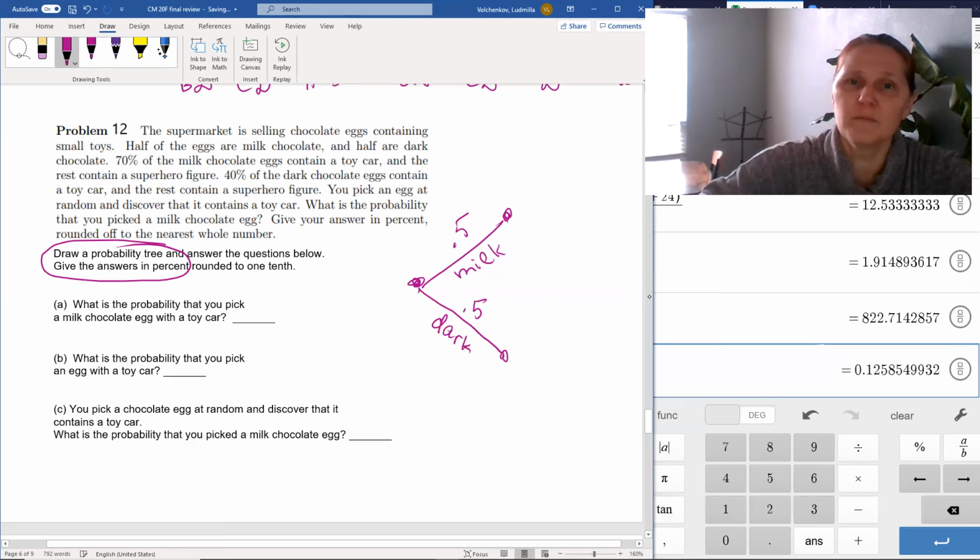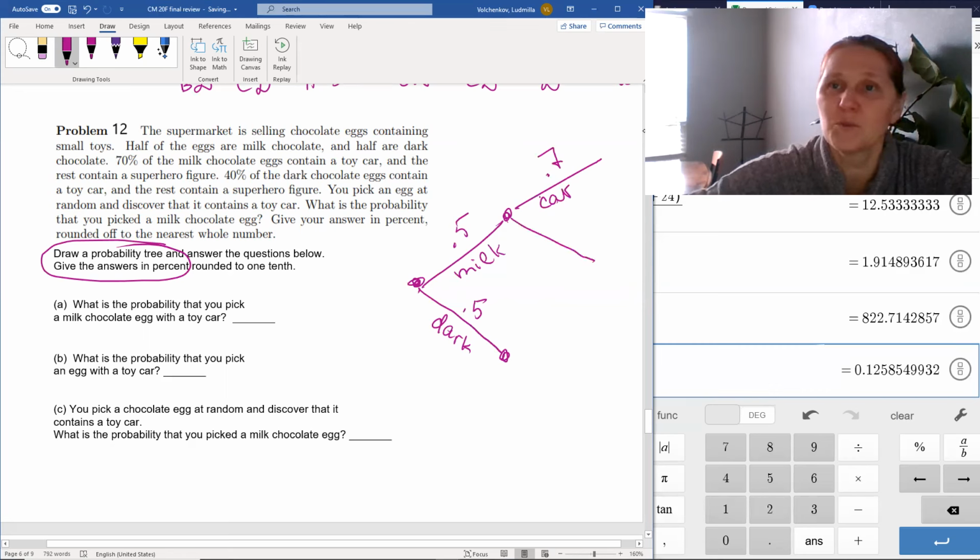Second step, or second stage, 70% of milk chocolate eggs contain a toy car. 70% is 0.7 in decimal form. So toy car. The rest is 0.3, contain a superhero figure.